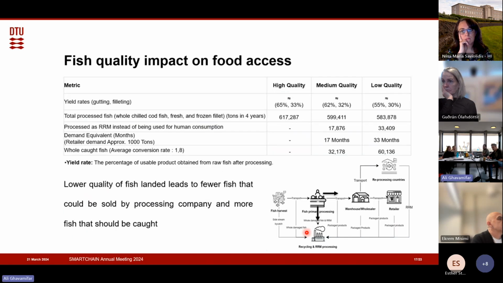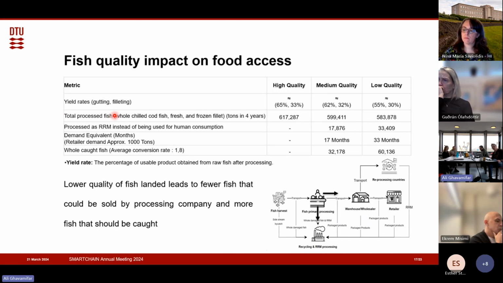The first one is about fish quality impact on food access. So we assume that the fish that are landed could be in high quality, medium quality, and low quality. And then each of these qualities has different yield rates in the gutting and filleting process, as you can see in the amounts in the first row. And then we consider three scenarios. In the first one, we assume that the fish that are landed are in high quality in all of the 48 months. For the medium quality and low quality, it's the same.